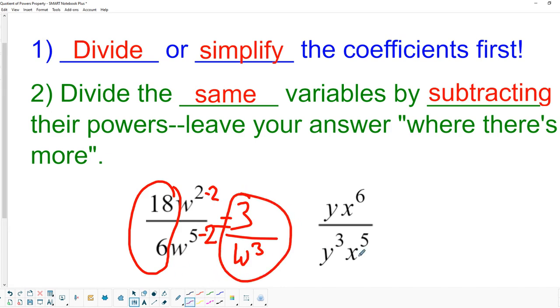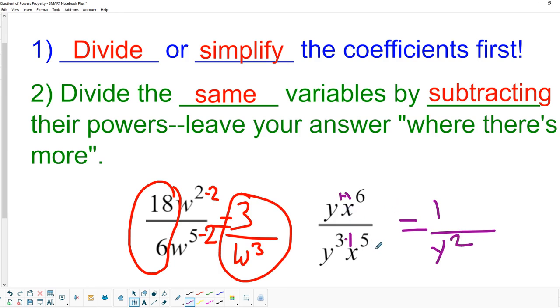Okay, how about this next one? Well, we have more y's on the bottom than we do on the top, so we'll subtract that 1 from the bottom and from the top, which just turns that into that y to the 0 power. It becomes just a 1. On the bottom, we have a y to the second power now.